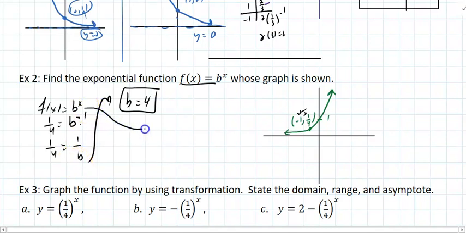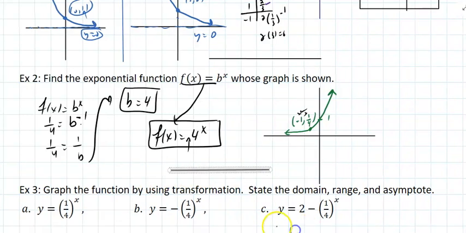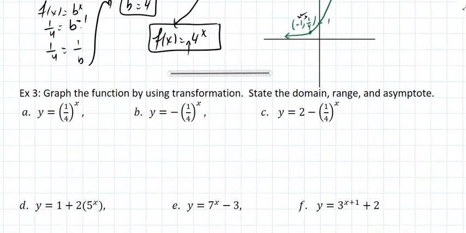So my equation becomes f of x equals 4 to the x. Here they're telling you that the leading number is 1, which is not a big deal. The book does that, so I matched it. But it doesn't always have to be 1.